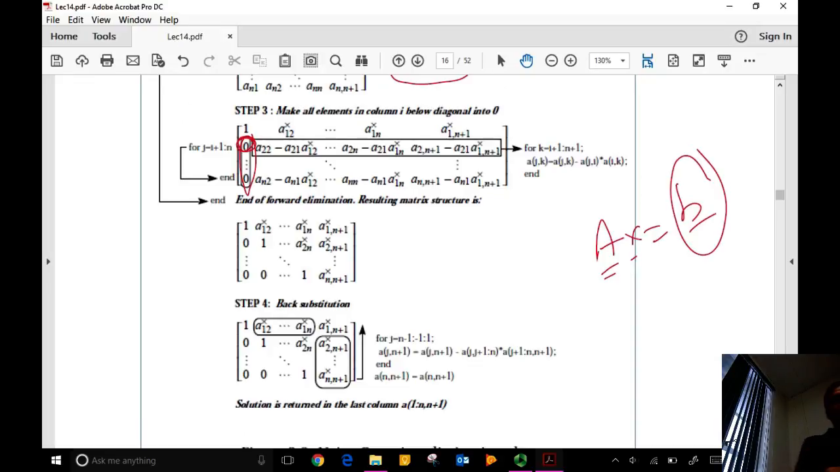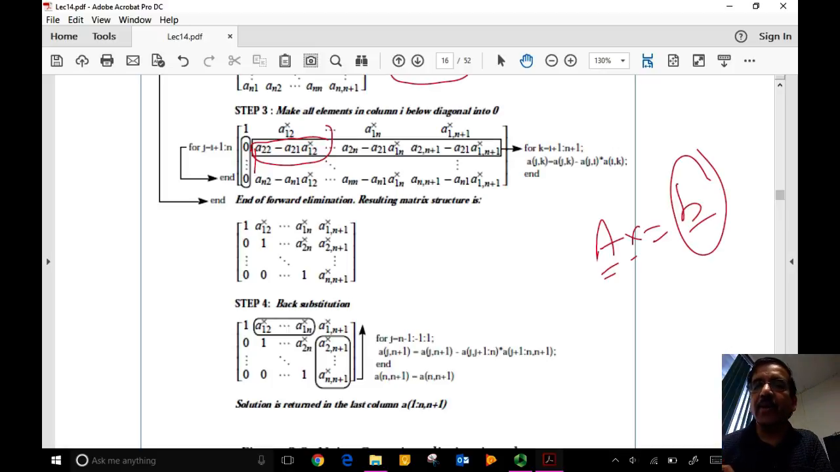You are having terms like subtraction here, A22 minus A21 times A12, right? That could be 0, or a very small number close to 0. When that happens, what happens? You are going to divide somewhere by that number. And where does that happen? In the next loop.